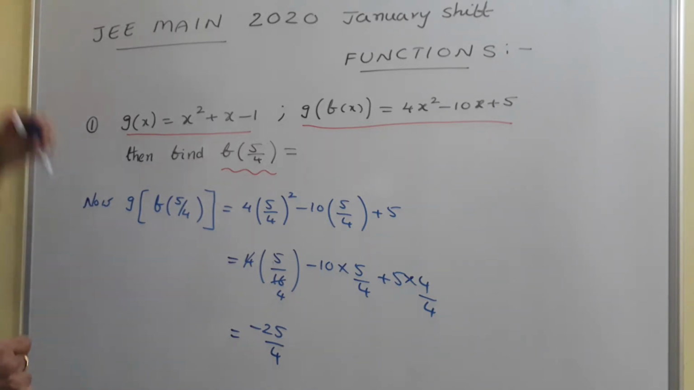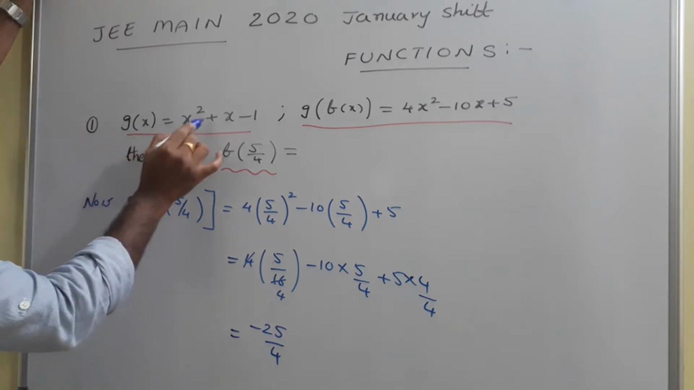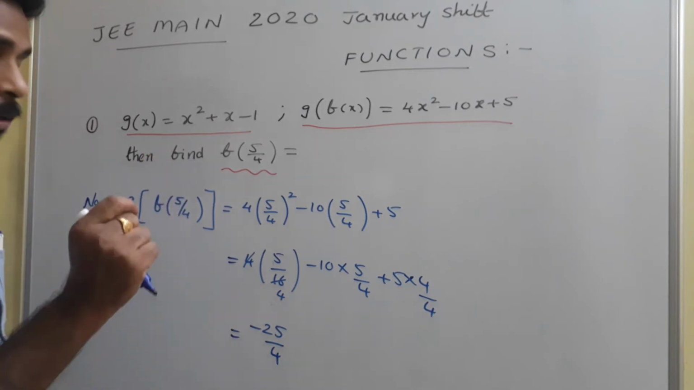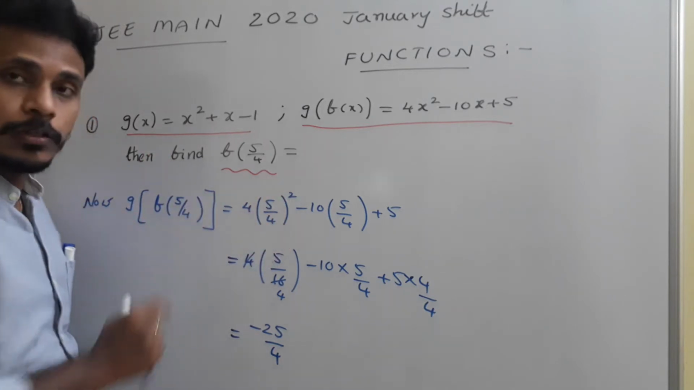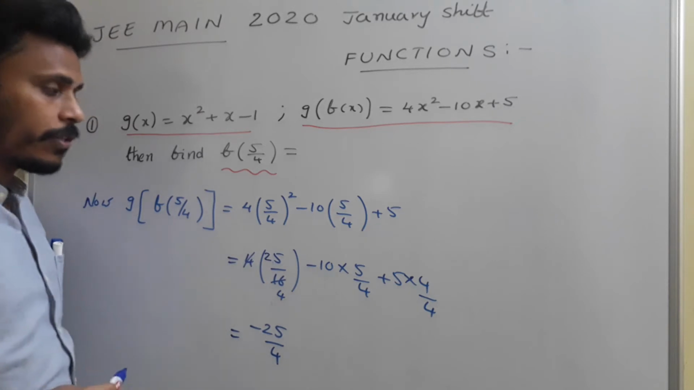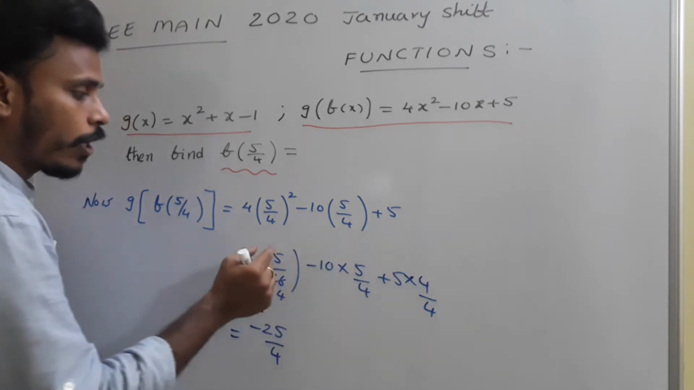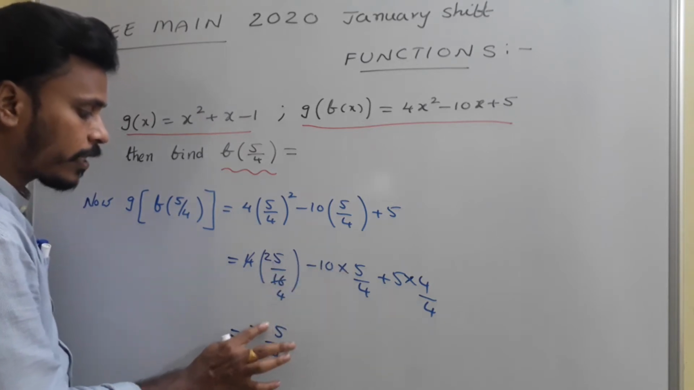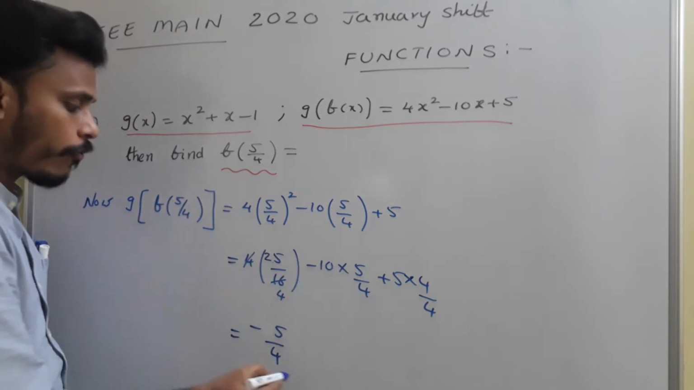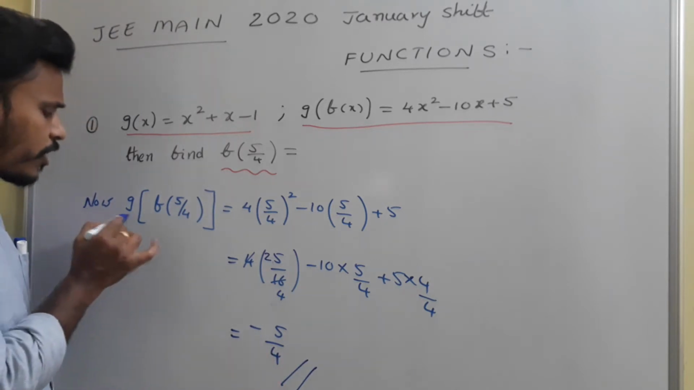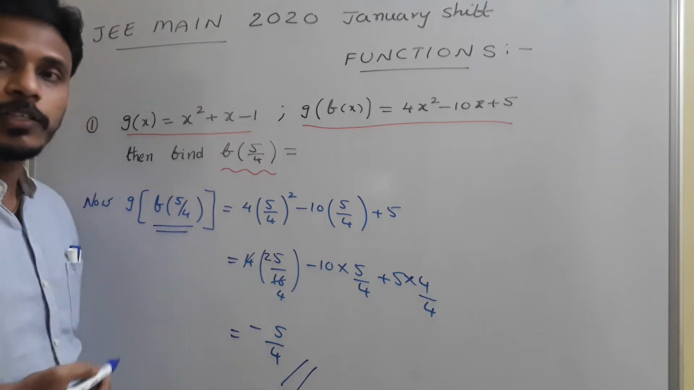Now, what I need to do is, directly I have that g of x is equals to x square plus x minus 1. Just a minute, right? This is (5 by 4) whole square, I need to write 25 by 16. Since it is 25 by 16, 4 fours, okay? Now, 20, 25, 45 minus 50, minus 5 by 4. So, g of f of 5 by 4 is minus 5 by 4. Okay? Right.